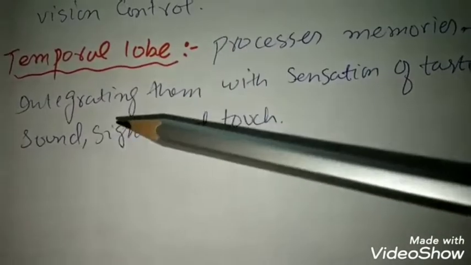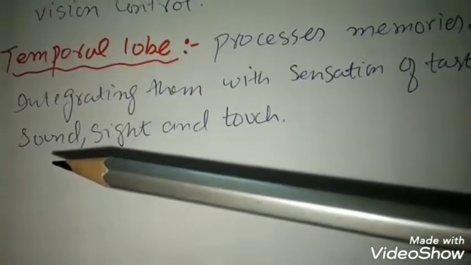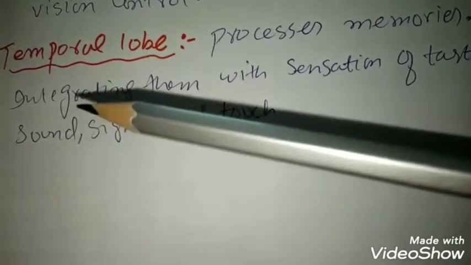In temporal lobe there is a region, hippocampus, which is very important for memory formation, new memory formation.